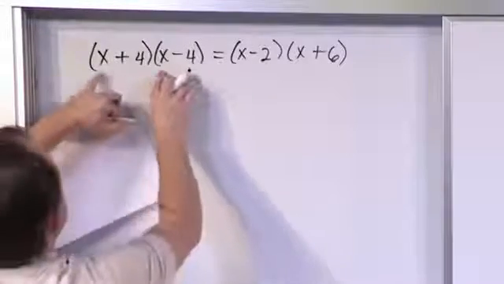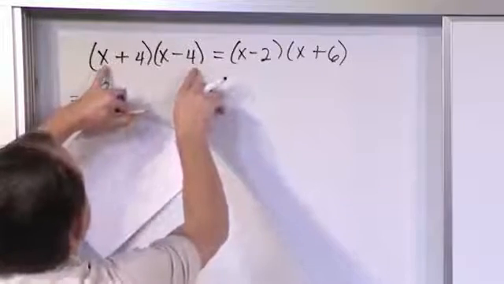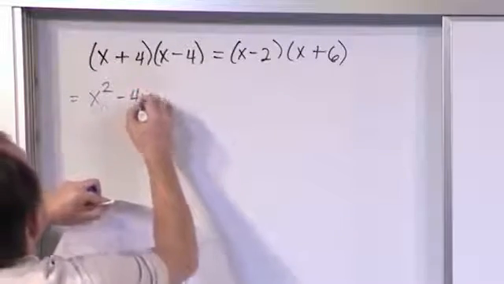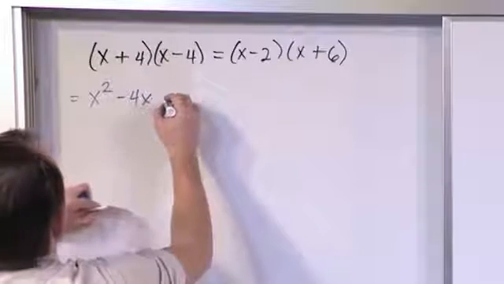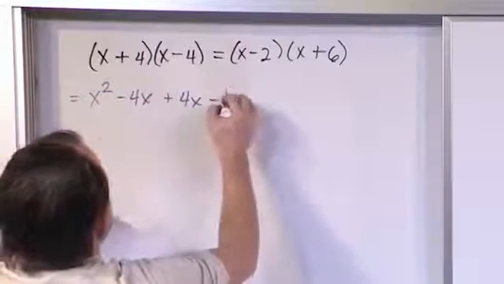First terms, x times x gives you x squared. Outside terms, x times negative 4 is negative 4x. Inside terms, positive 4x. Last terms, negative 4 times positive 4 is negative 16.